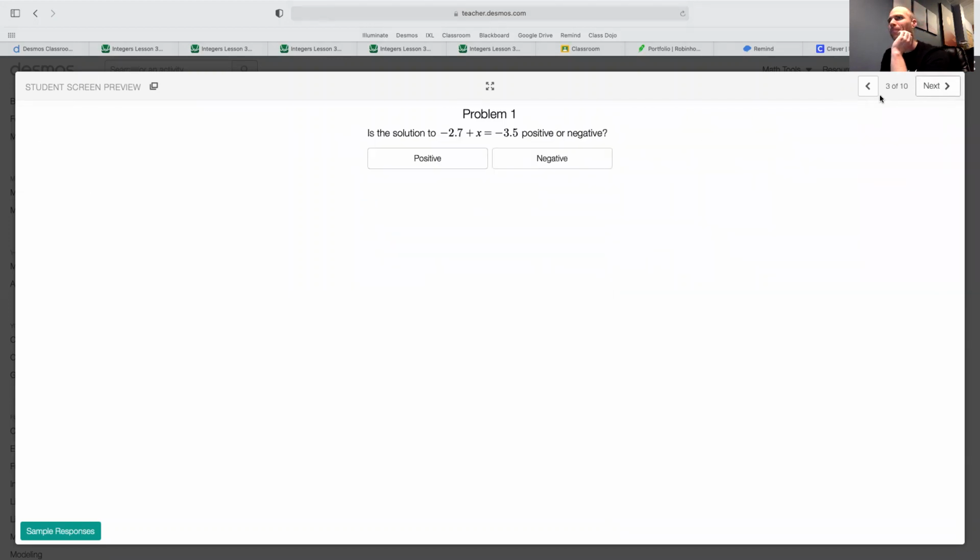All right. Is the solution to -2.7 plus x equals -3.5 positive or negative? So the way I would think about this is like vector models on a number line. I don't know why those drawings came back. Get out of here.